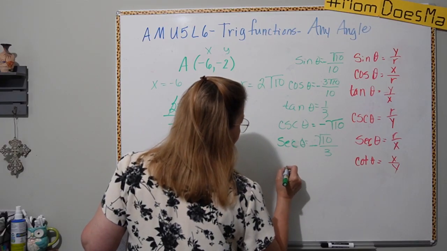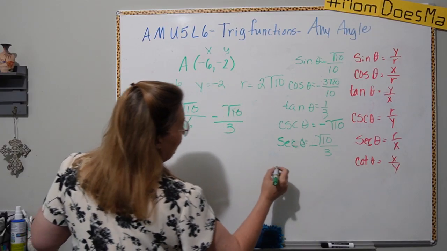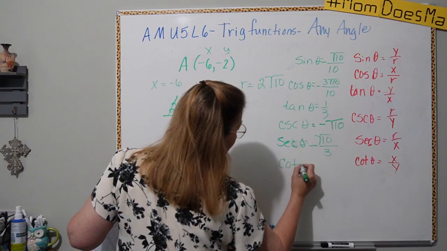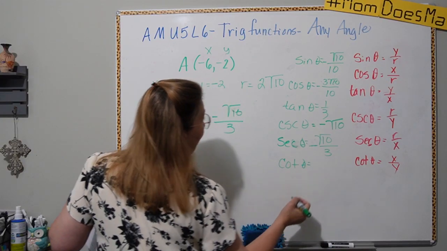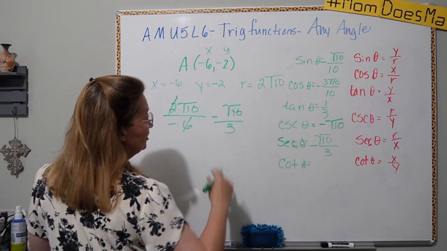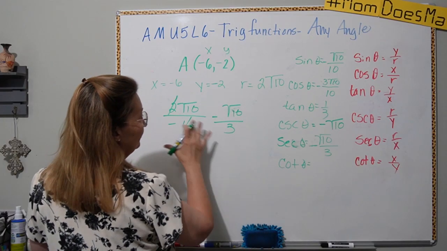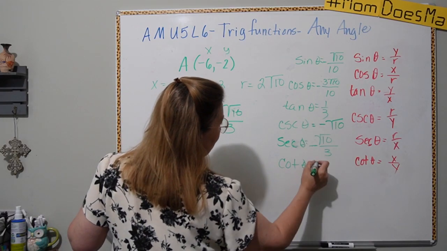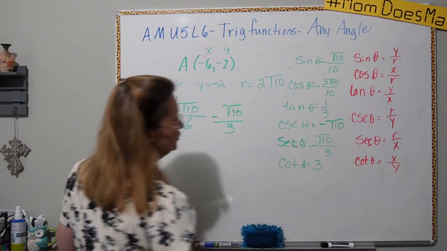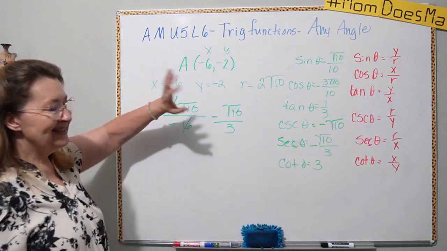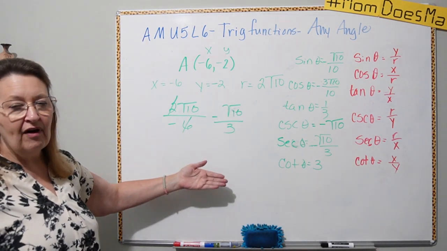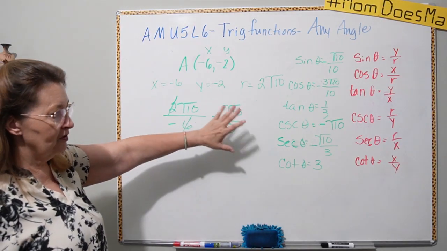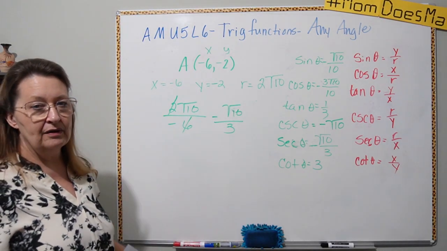And then last but not least, my cotangent theta. Now, since tangent was just a fraction, I can just flip it. I don't have to come back over here. So that's going to be 3 over 1, which is just 3. So take it step by step on your simplifying, and don't let that overwhelm you, okay? Because this is really not that hard.